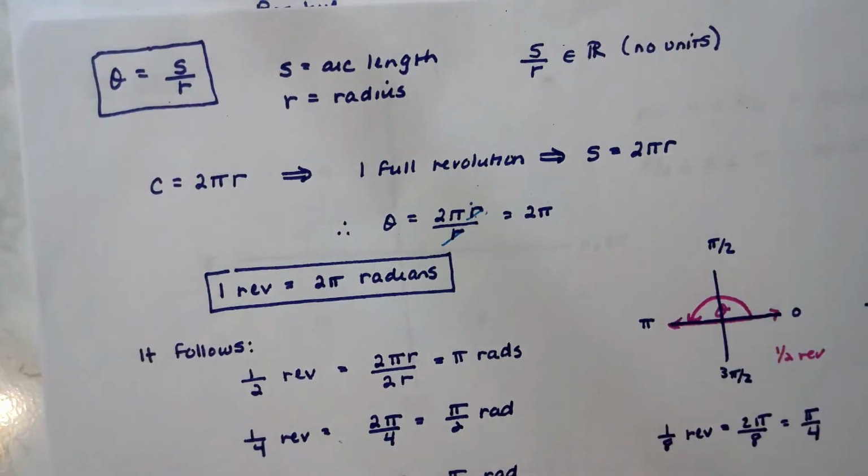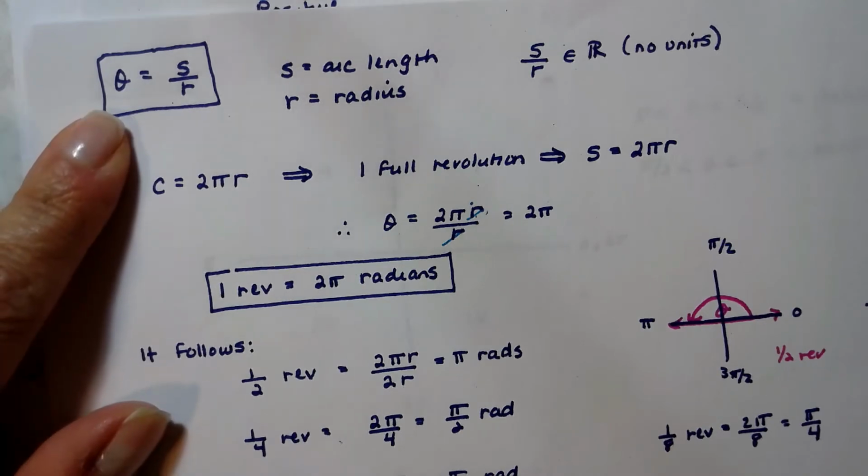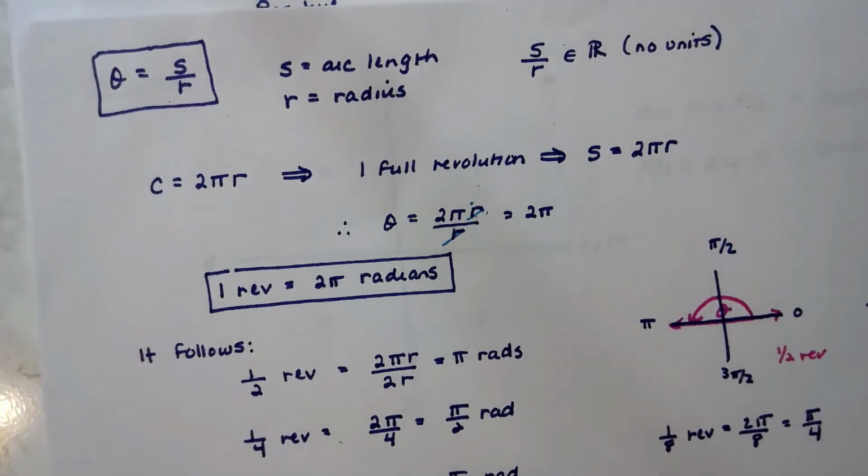So your very first angle measure in radians is 1 full revolution, which is 2 pi radians around the circle, because our angle is equal to the arc length divided by the radius.